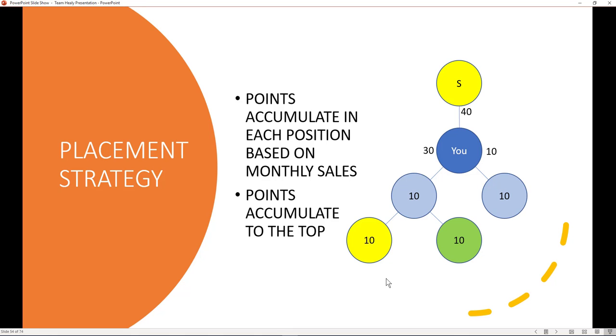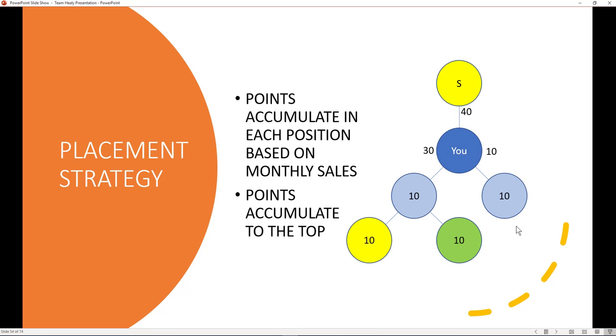As people buy things, they accumulate points. Now we're going to go over this, so watch very carefully. You'll notice here that this position in the lower left has accumulated 10 points. Okay, the one here has accumulated 10 points, and the one here has accumulated 10 points. So that means that you have accumulated on your left leg the sum of all of that. So that's 10, 20, 30, and that's shown right here.